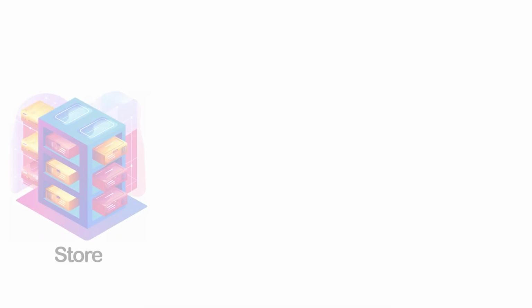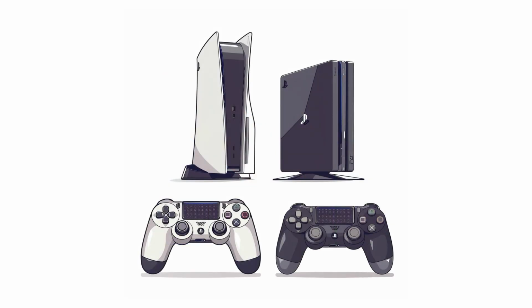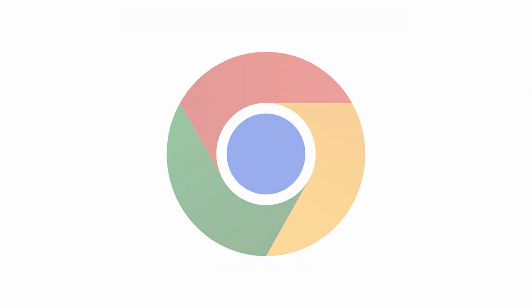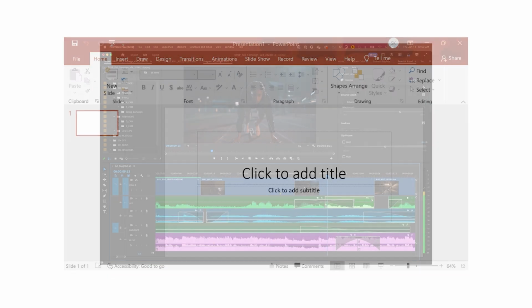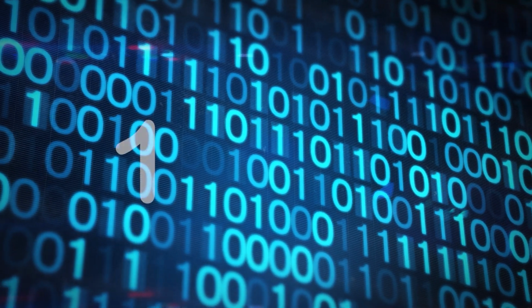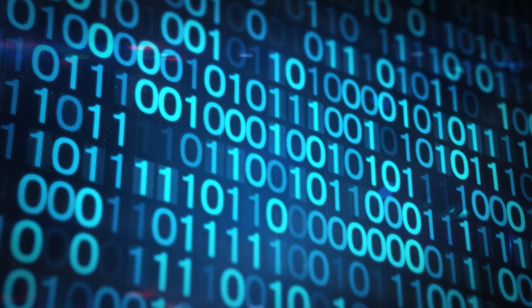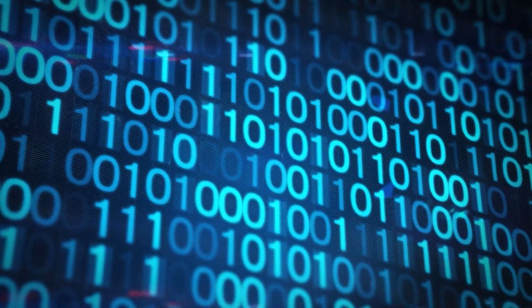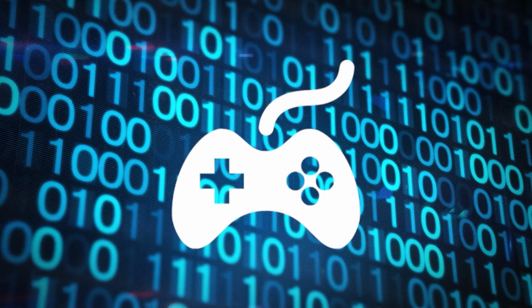It has the ability to store, retrieve, and process data. You can use a computer to type documents, send emails, play games, and browse the web. You can also use it to create spreadsheets, presentations, and even edit videos. The computer sees data as ones and zeros, but it knows how to combine them into much more complex things, such as images, videos, websites, and games.